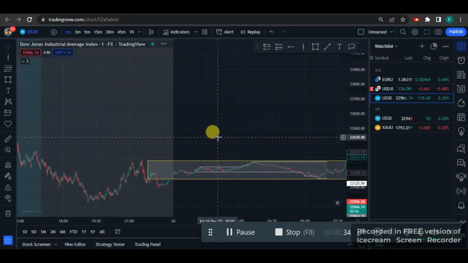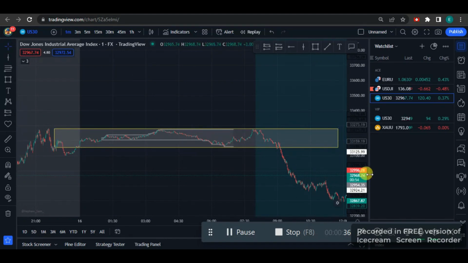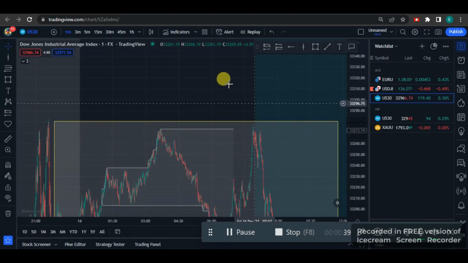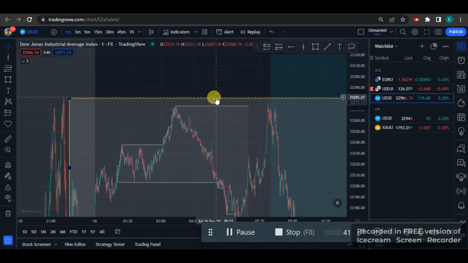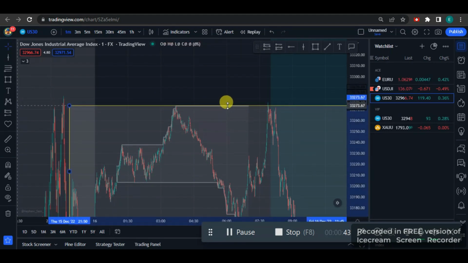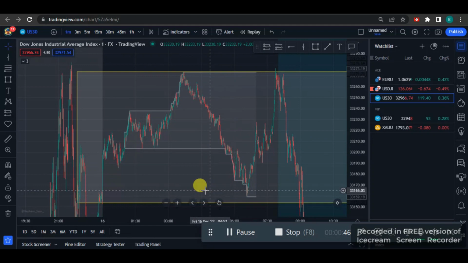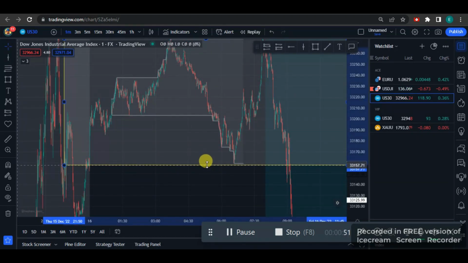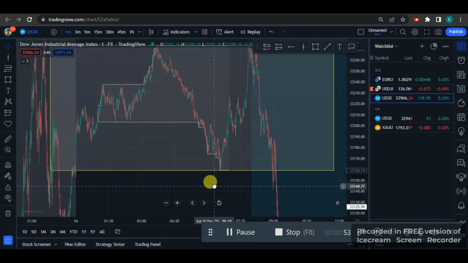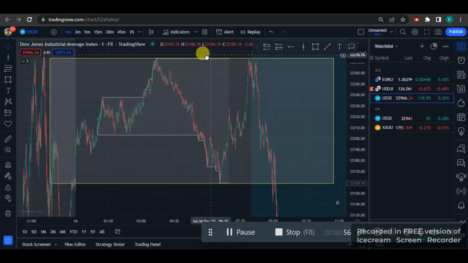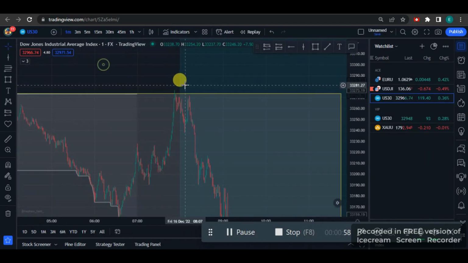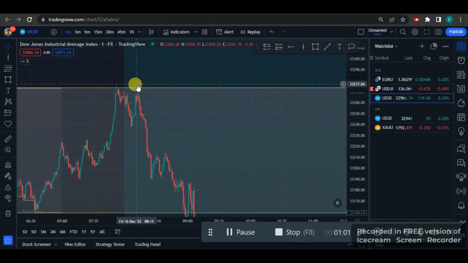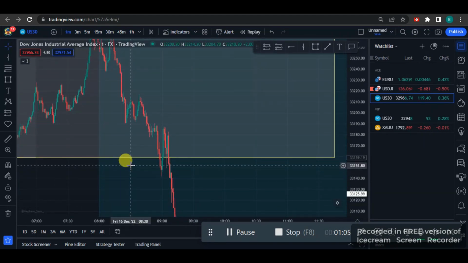So this is my Asian session range. This is one example here. You can see this is the highest point price got to, and this is also the lowest point price got to within this Asian session range. So let me just zoom out a little bit so you guys can see. As the price did not break above this Asian highs, let's check below. As you can see, price broke below the Asian session range.